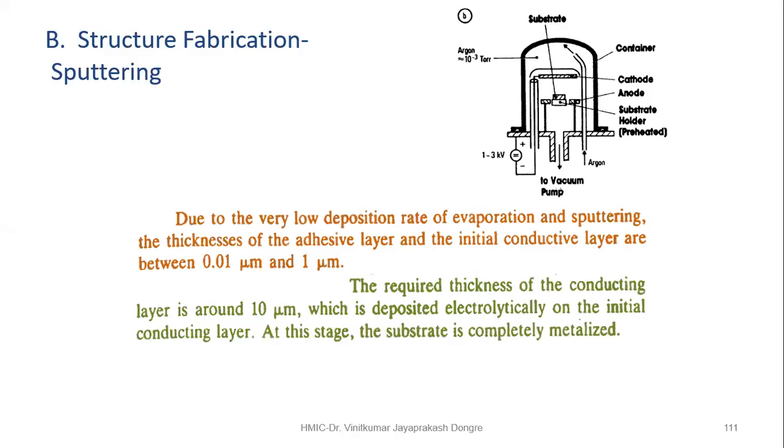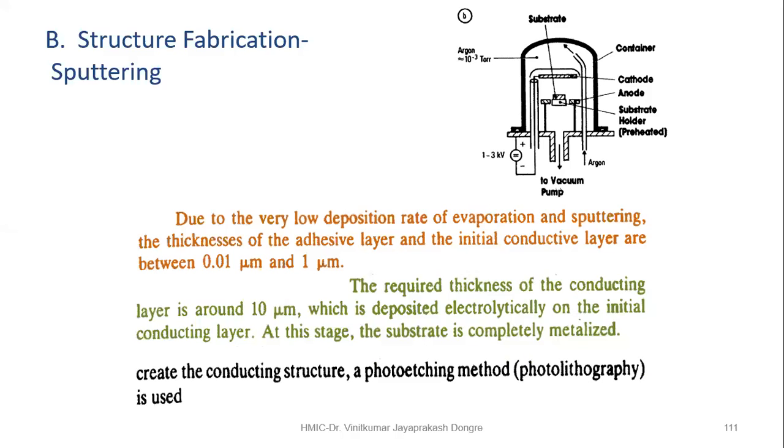Due to the very low deposition rate of evaporation and sputtering, the thickness of the adhesive layer and the initial conductive layer are between 0.01 micrometer and 1 micrometer. The required thickness of the conducting layer is around 10 micrometer, which is deposited electrolytically on the initial conducting layer. At this stage, the substrate is completely metallized. If you require a layer of 0.01 micrometer to 1 micrometer, then sputtering is used. Okay, next.